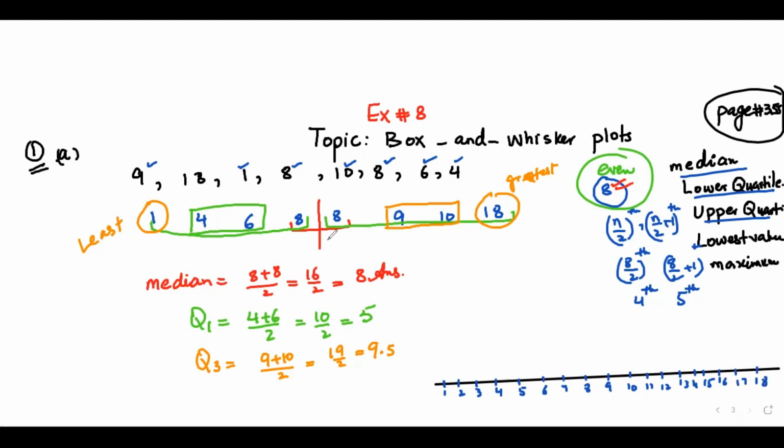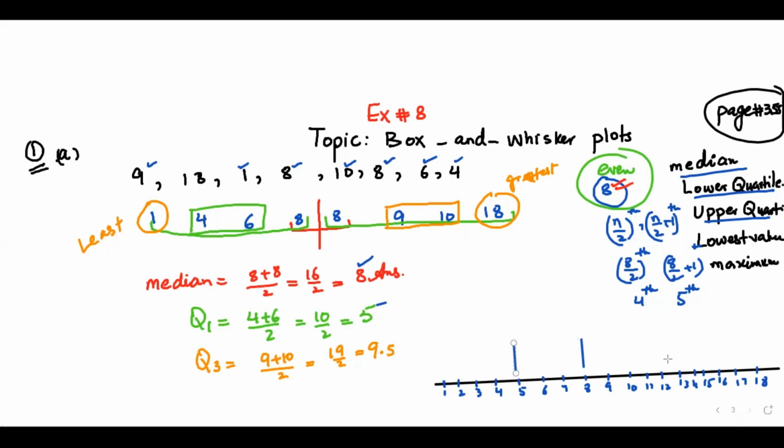Now we start plotting all these values. How do you have to plot them? Where is your median in the data? The median answer is 8. Above the point 8, you have to draw a line. This is your median. What is your Q1? The Q1 is 5. Above the point 5, you have to draw a line. You have to draw a vertical line.